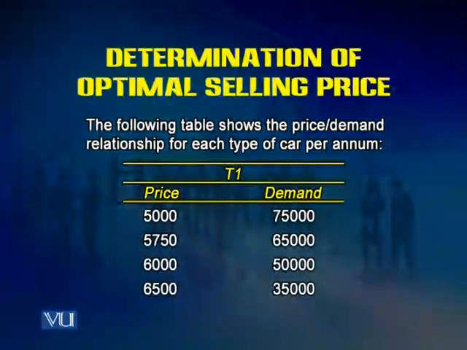This part requires the determination of optimal selling prices. The following table shows the price-demand relationship for each type of car per annum, T1, T2, and T3. Now we are going to look at the optimum selling price after having implemented the JIT. Optimum selling price should be the price at which profit is maximum. The profit will be maximum where contribution is maximum.